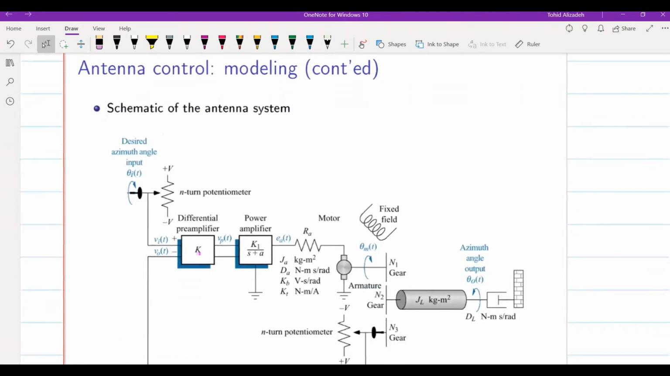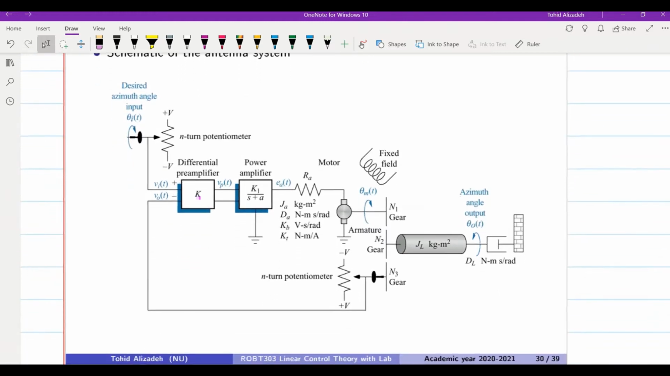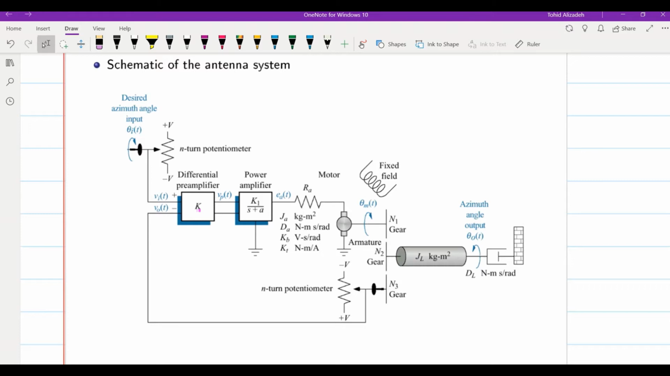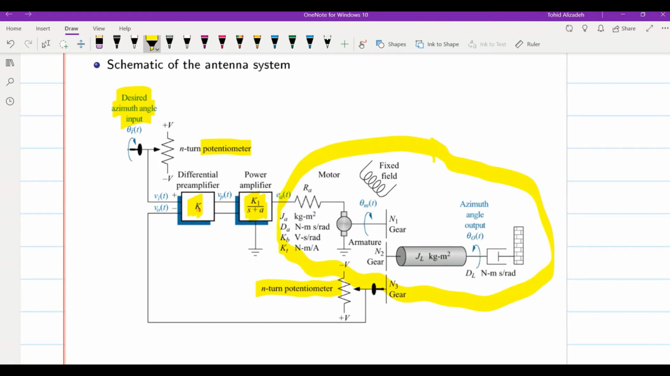Over here we have the block diagram or a schematic of the antenna system. You can see the transfer function for the power amplifier, which is equal to K1 over S plus A. We have the differential amplifier in terms of a gain. Then over here we have the potentiometer for receiving the desired azimuth angle input. And there is the second potentiometer over here which reads the actual angle from the antenna. And here we have the internal structure for the antenna system.